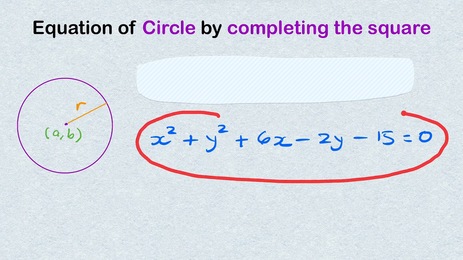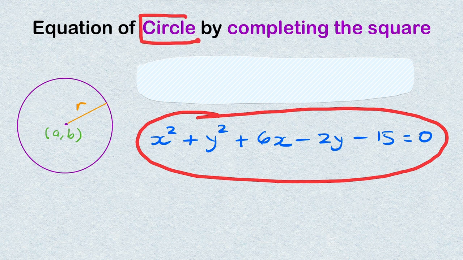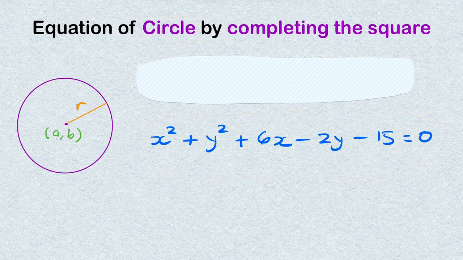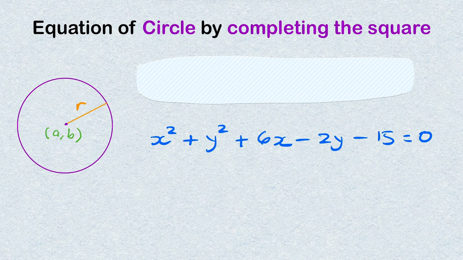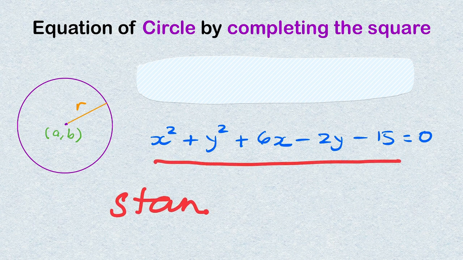Sometimes we're given the equation of a circle and we're asked to find the coordinates of the center of the circle and the radius of the circle. And it's not clear from here where the radius and the center are. So we need to rewrite this in something called the standard form.